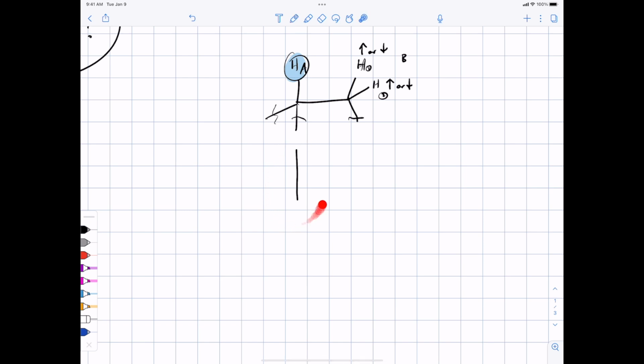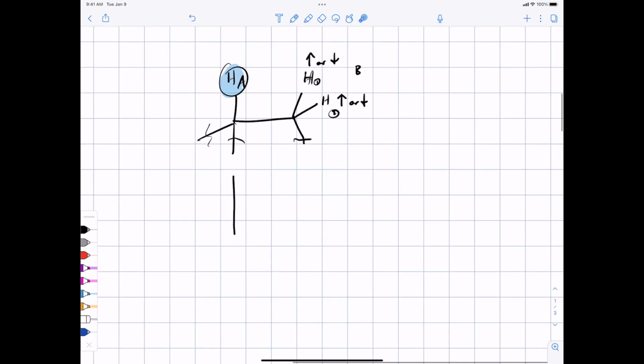And I'm imagining in my mind that I have turned off all of the splitting. You can actually do that in an NMR experiment, but for our purposes, oh, that's kind of fun. Kind of like a cowbell.